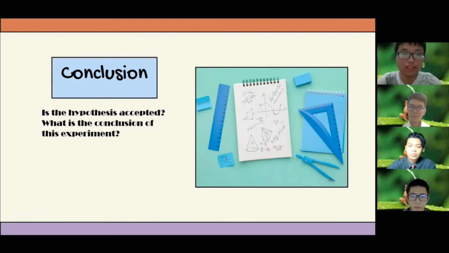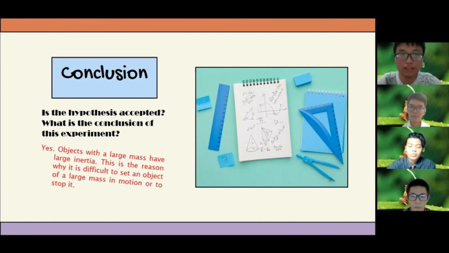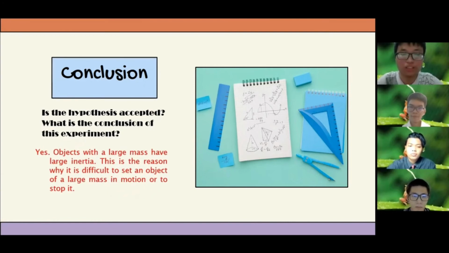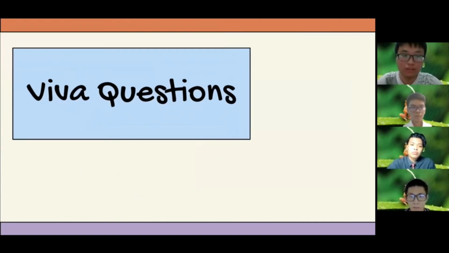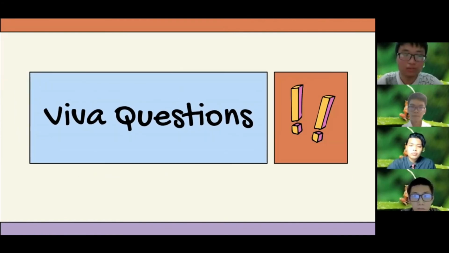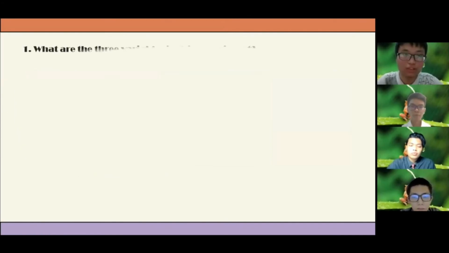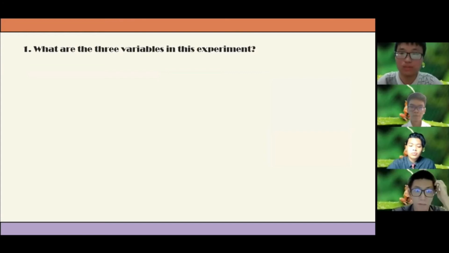All right. Thank you, Alex, for answering the conclusion. So here is the sample for the conclusion. Now I will have some Viva questions for you all to answer. The first question: what are the three variables in this experiment? Any volunteer? Teacher, I would like to try.